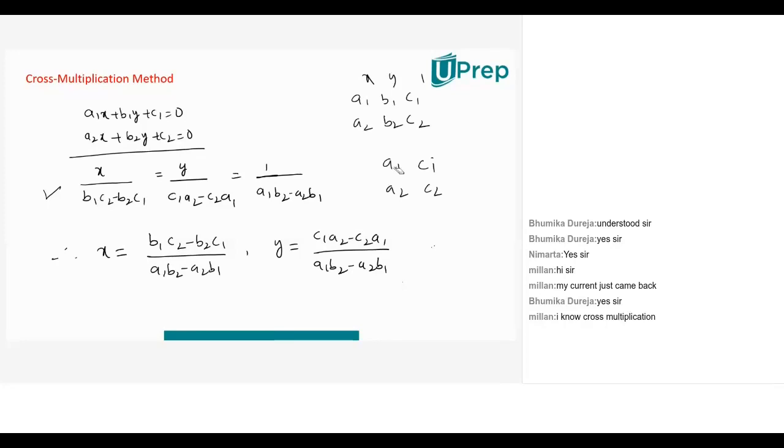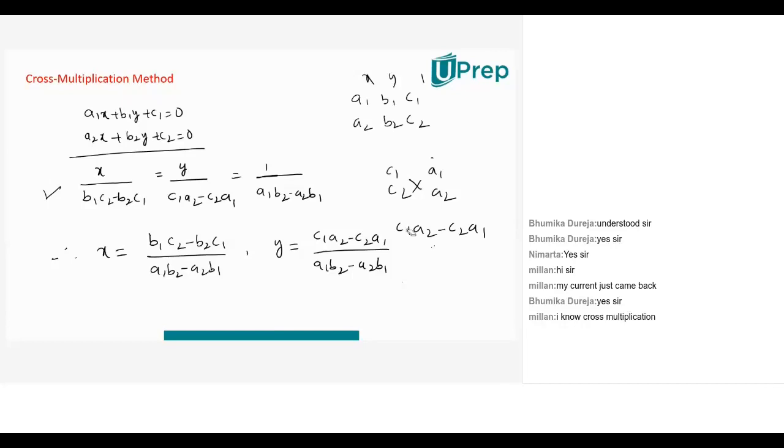Now, when you are cross multiplying, you should always go to the right. On the right of x, you have B1, C1, B2, C2. On the right of y, first what do you have? You have C1, C2, then you have A1, A2. So rewrite this: C1, C2, A1, A2. Cross multiply. You'll get C1 A2 minus C2 A1.